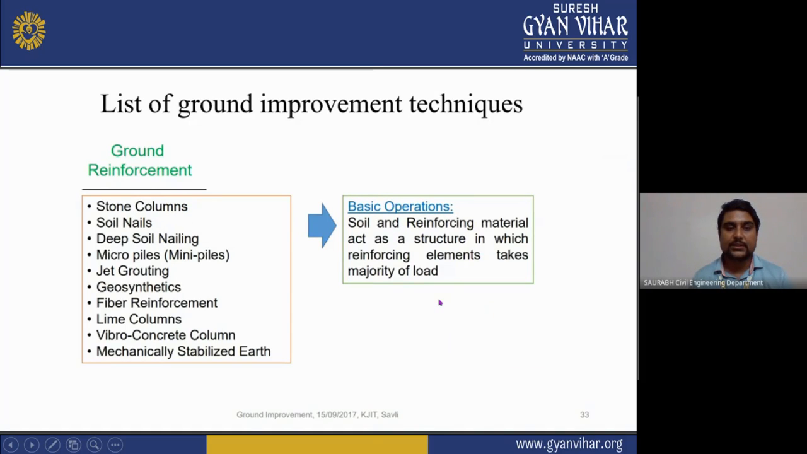As you can see, there are also some methods like stone columns, stone nails, deep soil nailing, micropiles, jet grouting, geosynthetic fiber reinforcement, lime column, vibro concrete column, and mechanically stabilized earth. These are some techniques by which we can improve the soil.